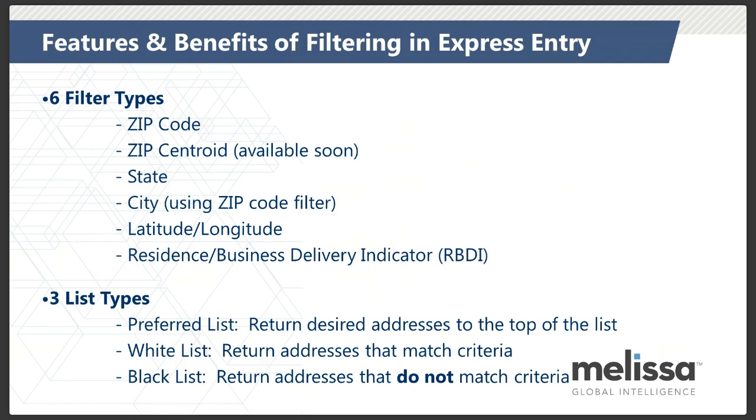There are 3 list types that go along with the filter types. One is the preferred list, which returns addresses at the top of the list, then all other addresses. Second is the white list, which returns addresses that match the filtering criteria. And then there's the blacklist, returning addresses that do not match the filtering criteria given.